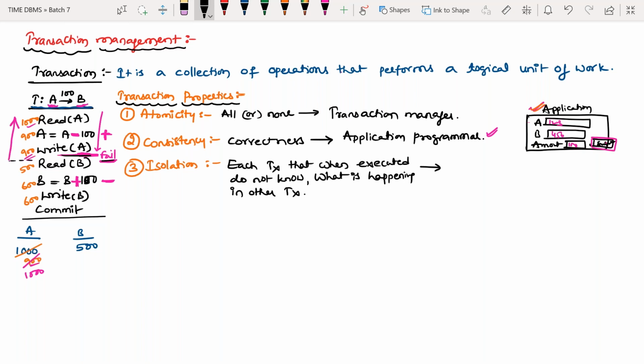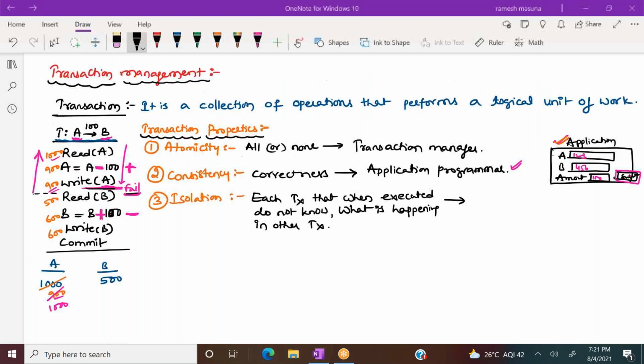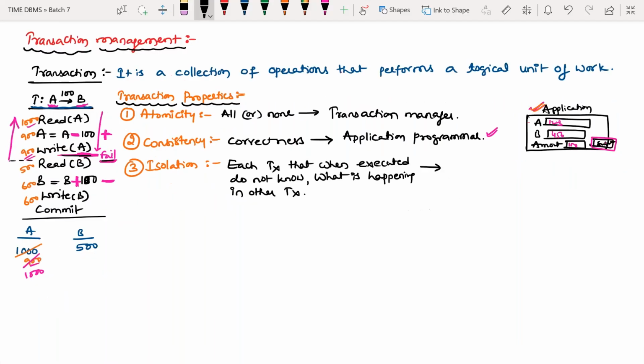Let me give a small example. Listen to me carefully. Are you listening? I think it is a bit dry, but interesting. Listen to me. Okay.